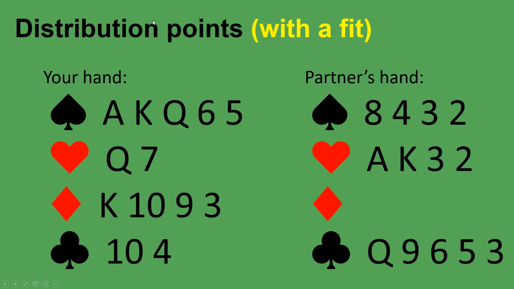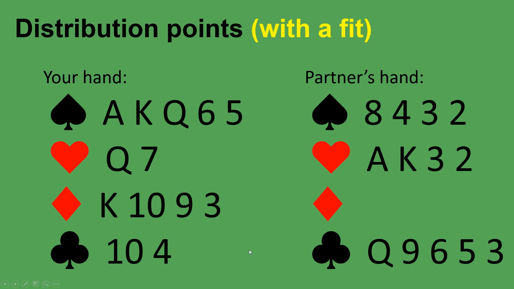Here is a different example. On the left side is your hand, on the right side is your partner's hand. You have a few jobs to do here. The first one is to see if you can find a fit with partner. Once you have found a fit, or if you can find a fit, you need to count the total points between you and your partner, and then you need to decide whether you're going to be bidding a part score, so that's when you have up to 24 total points, or whether you're going to be bidding a game. That's when you have 25 or more points. So, pause the video.